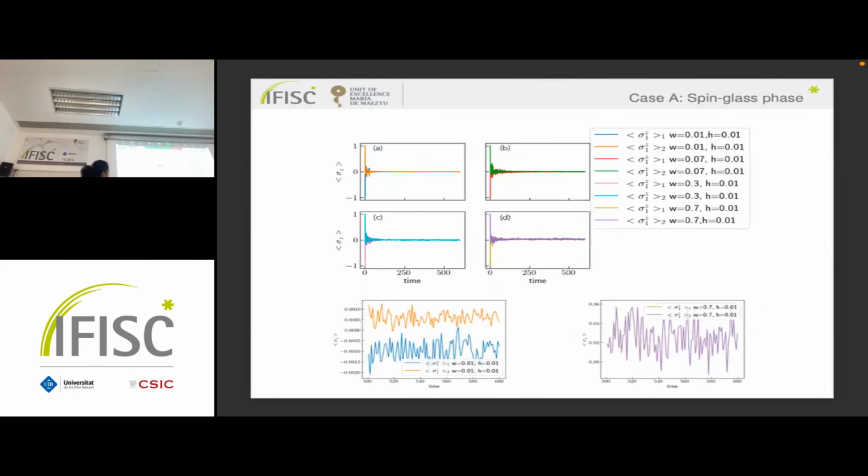Okay, and spin glass. So we are once again looking at qubit number 1. Here, when the density matrix is 1, it is in the down state, and density matrix 2 is in the up state. We can see that even after 600 time steps, there is a gap between these two trajectories. And as we increase W, the gap is closing, and finally the two states overlap. Starting from the spin glass, when W is 0.7, we actually enter the ergodic phase.